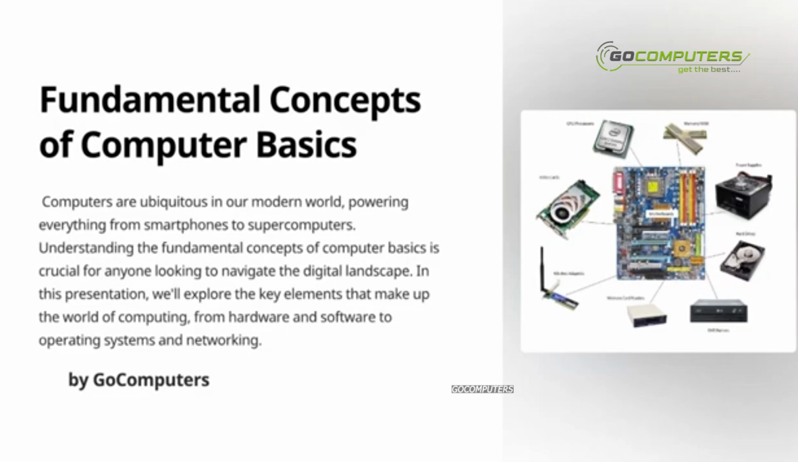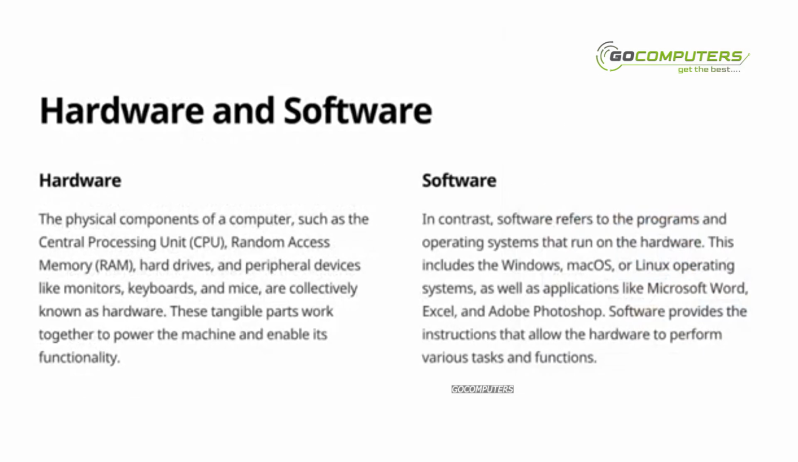operating systems and networking. Hardware and software. Hardware. The physical components of a computer, such as the central processing unit (CPU), random access memory (RAM), hard drives, and peripheral devices like monitors, keyboards, and mice, are collectively known as hardware. These tangible parts work together to power the machine and enable its functionality.